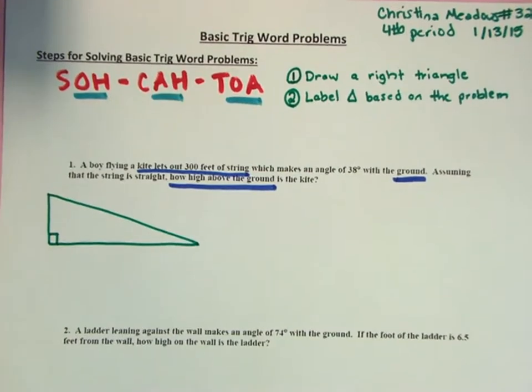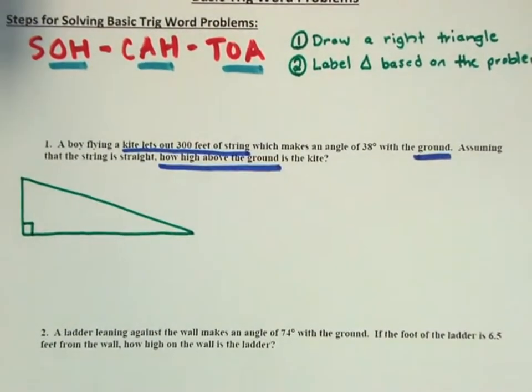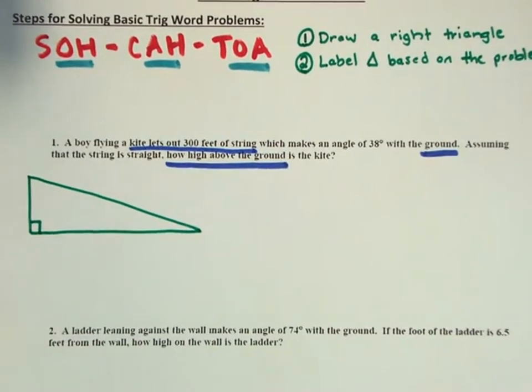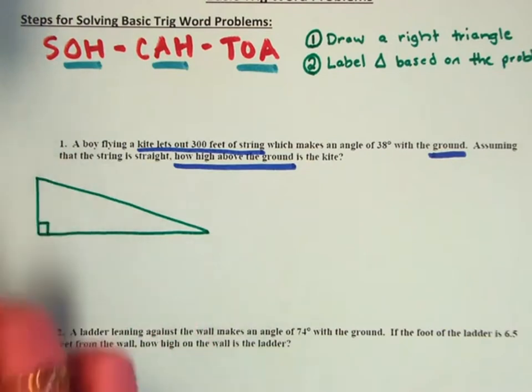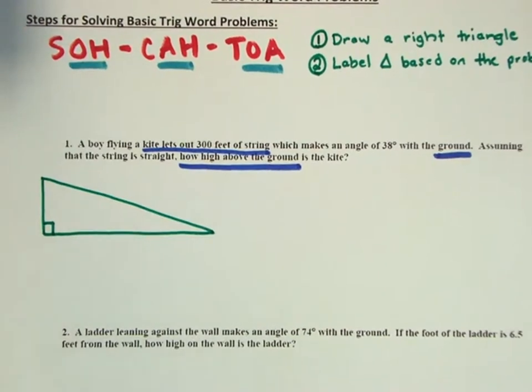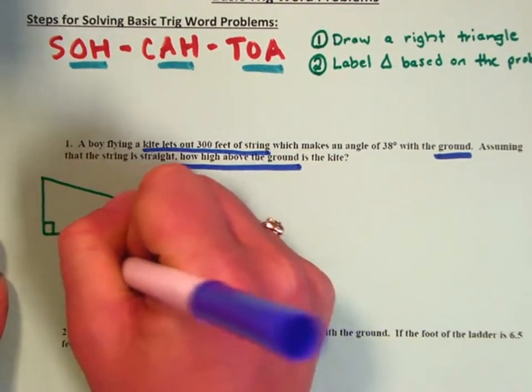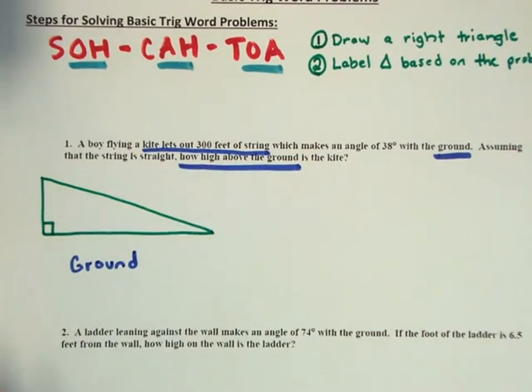Now, on our picture, let's think through this. Which side of our triangle will be the ground? Which side will be the ground? Well, think about where the ground is. The ground is going to be down here.